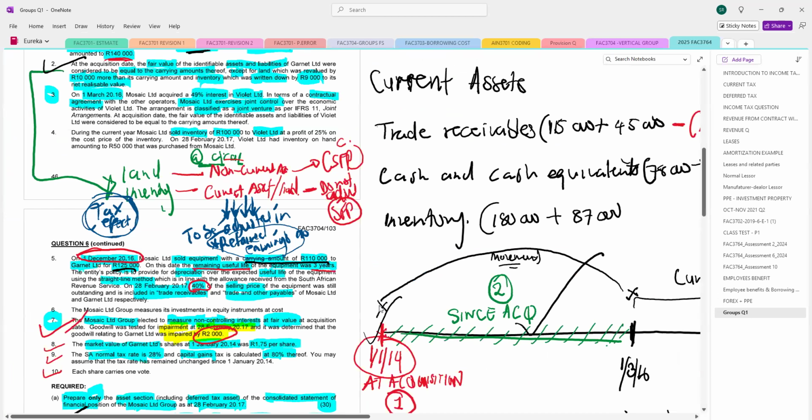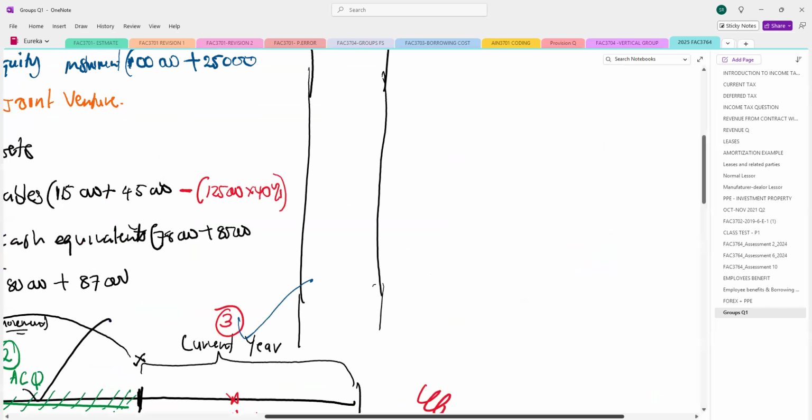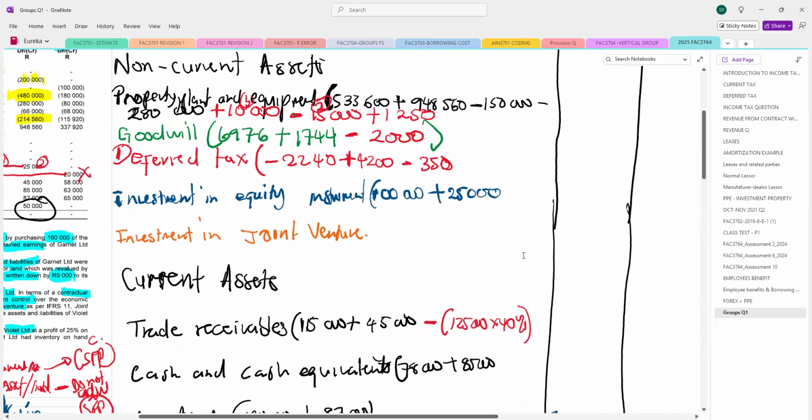So every other thing is touched except for 4 and 5, which deals with Violet. So right now, the only thing that is left is the investments in joint venture. This is the only thing that is left for us to finish off this question. That's the only thing left. Every other thing has been done, so I can even close off.